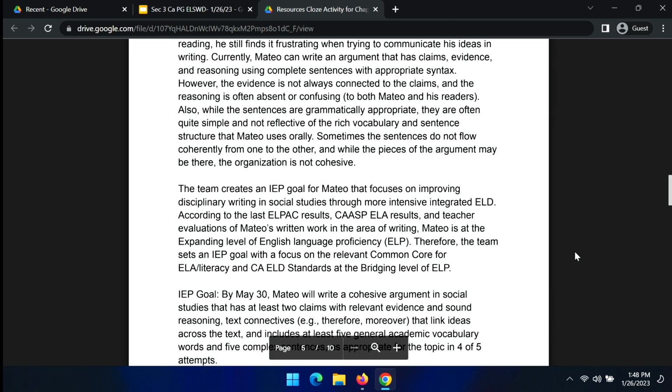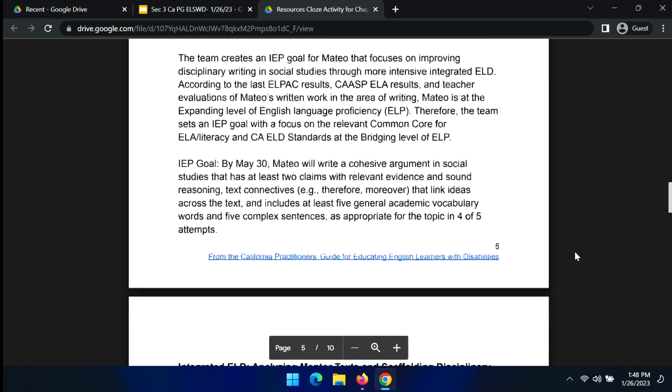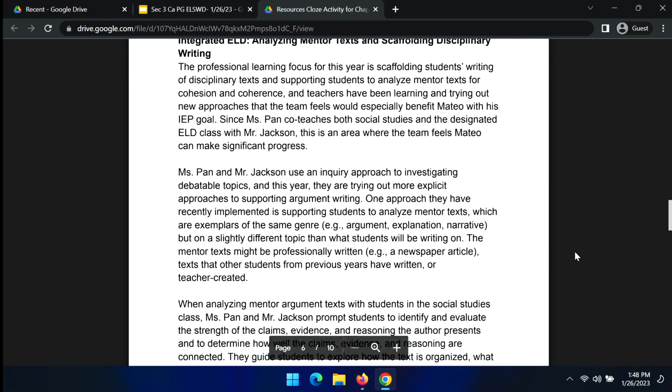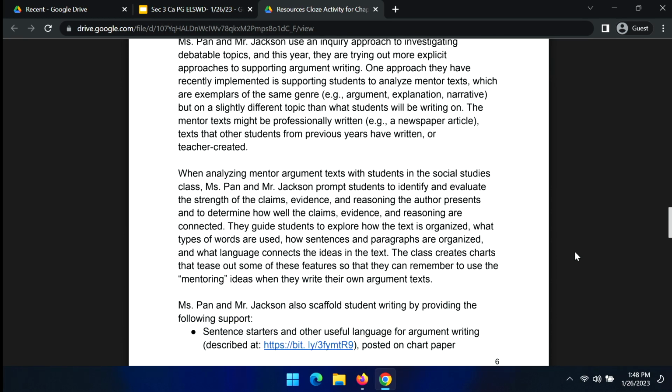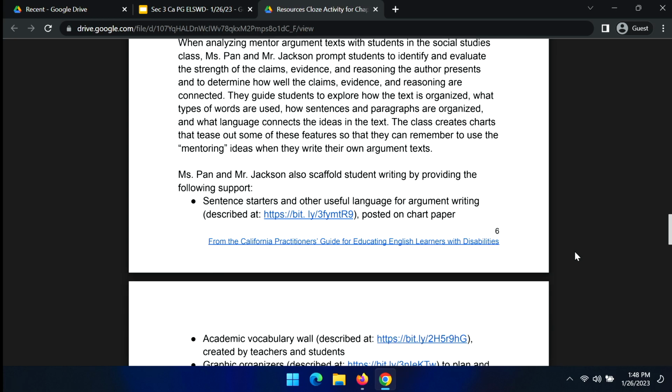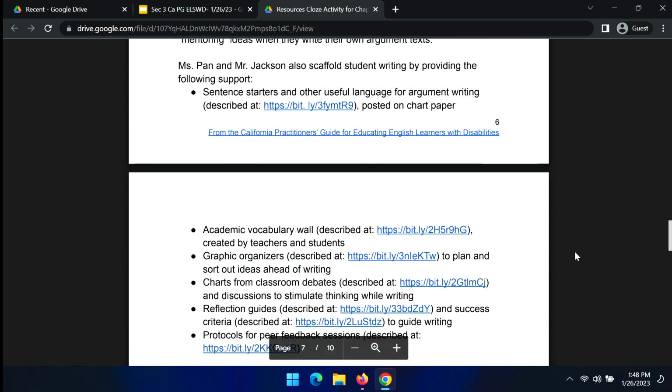They looked at the LPAC results. Mateo is at the expanding level. Therefore, the team sets an IEP goal that is linguistically appropriate by focusing in on Common Core standards for ELA literacy and also California ELD standards at the bridging level. So again, the student scenario really helps you tie it together, looking at the academic requirements, the linguistic supports, and how the team interacts and collaborates in developing some of the resources.